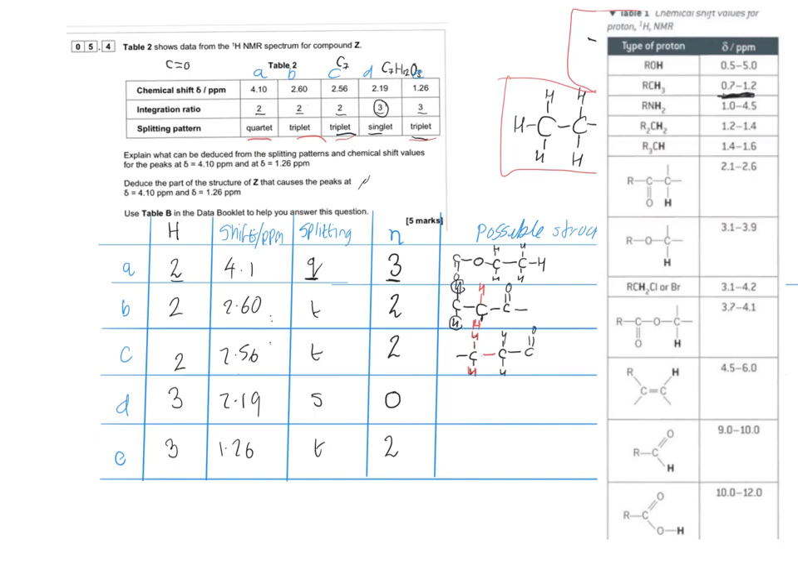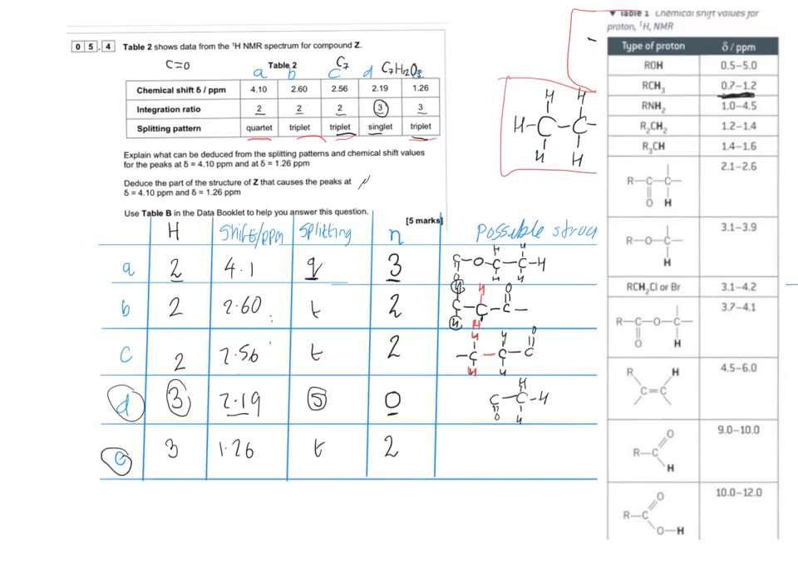Let's now go to the peak at D. It's got 3 protons on it. It's a singlet, and that means there must be no nearest protons, and it's got a shift at 2.19. The chemical shifts suggest that it's a proton next to a C double bond O, and there are 3 of them, and there are no nearest neighbours. So we can be quite confident in suggesting that these are 3 hydrogens right next to a C double bond O.